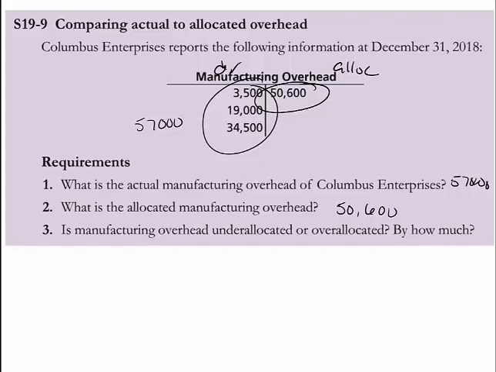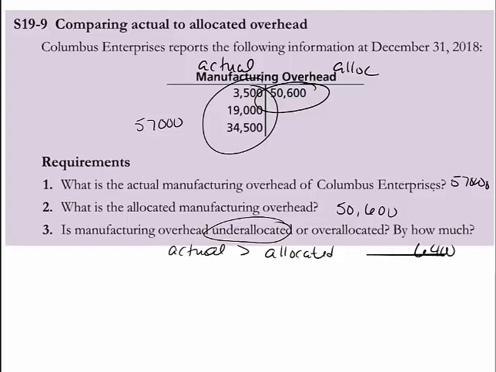So allocated and actual. Your actual is greater than your allocated, and so you are under allocated. You didn't put enough in there by, what's that, 6,400. And that's the difference between the two. So if you were to foot this, you'd have a 6,400 debit balance over here.